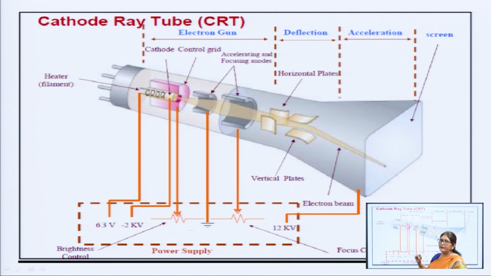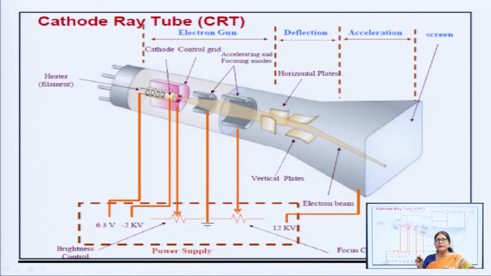The control grid is kept at a negative potential. Whether the electrons produced by the cathode will move towards the screen or not is decided by this control grid. Generally it is kept at -2 kilovolt. If we make the potential at the control grid more negative, what will happen? Electrons are negatively charged and this control grid is kept at negative, so it will repel the electrons.